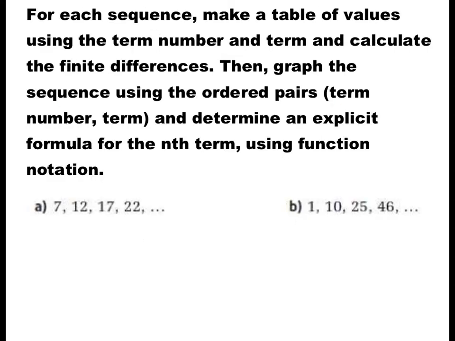The next example, we have a sequence like this one. You're supposed to make a table of values using the term number and the term, calculate the finite differences, the first differences, and if needed the second differences, then graph the sequence using the ordered pair term number and term, and then determine an explicit formula for the nth term using function notation.